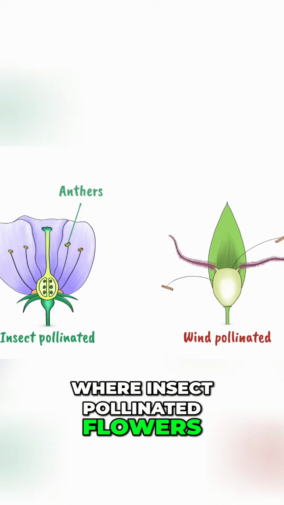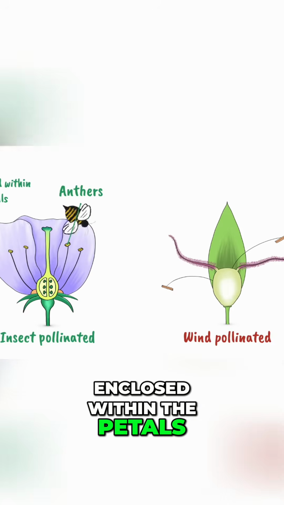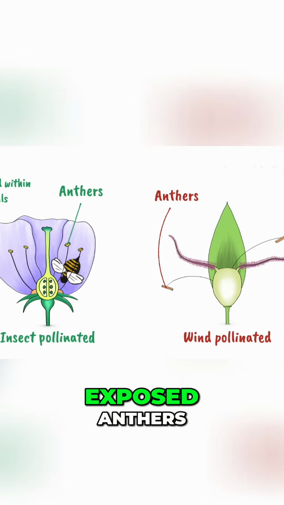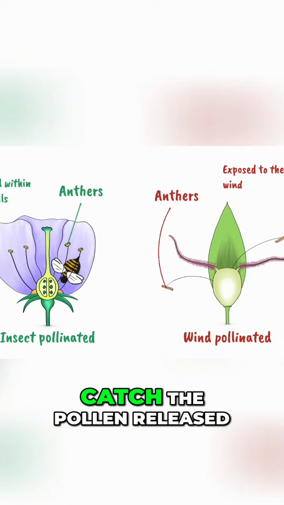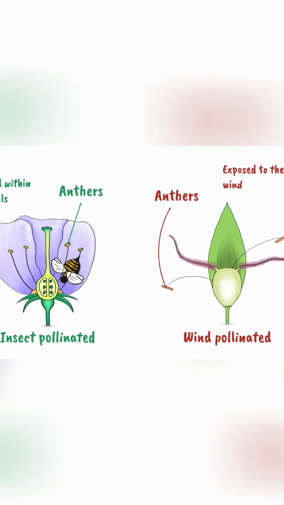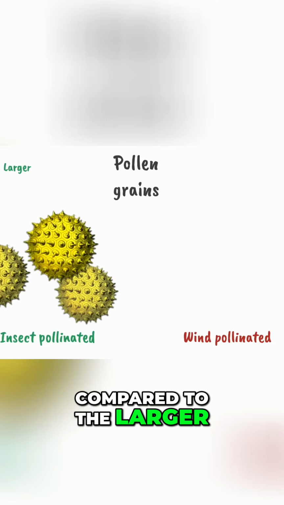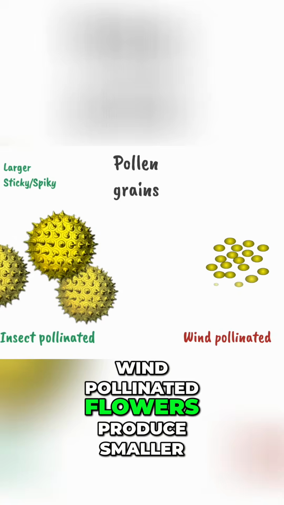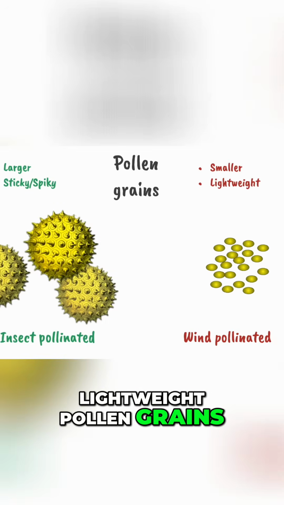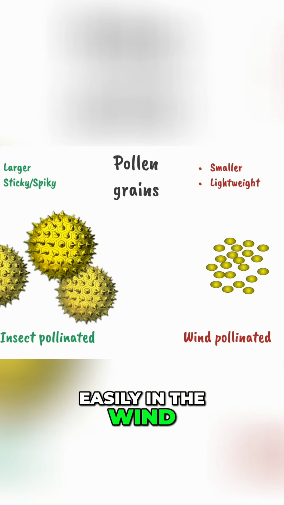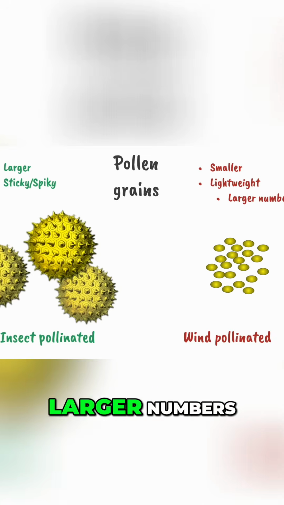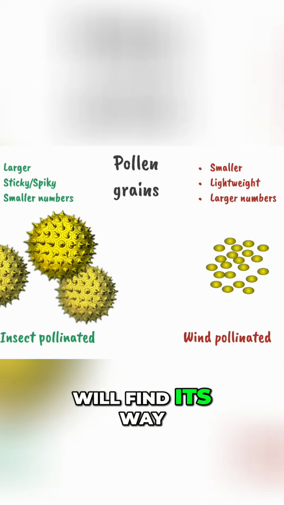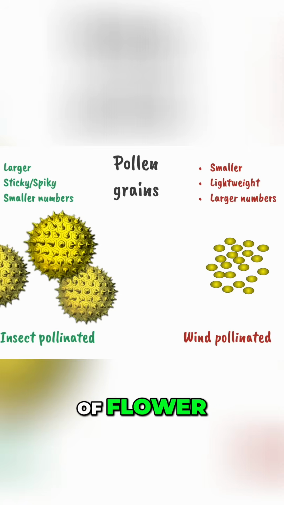Where insect-pollinated flowers tend to have anthers enclosed within the petals, encouraging insects and other animals to brush against them, wind-pollinated flowers have exposed anthers. This allows wind to catch the pollen released from them. Compared to the larger, sticky or spiky pollen grains of the insect-pollinated flowers, wind-pollinated flowers produce smaller, lightweight pollen grains, allowing them to be carried easily in the wind. And the pollen grains are usually produced in larger numbers to account for the fact that only a small fraction of the pollen that leaves the anther will find its way to a stigma of the same species of flower.